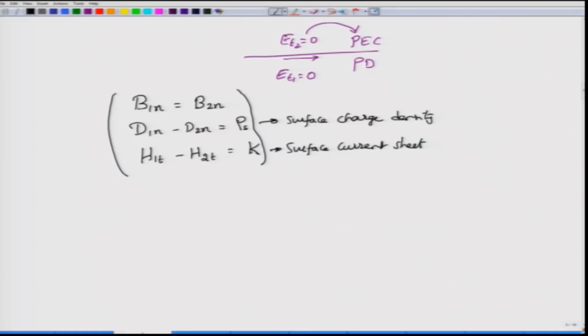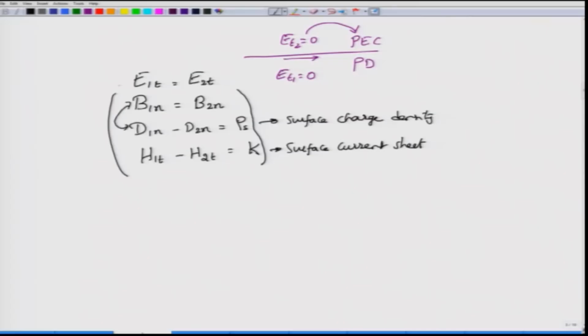I am not going to derive it, but just to complete whatever we have been writing, we have E1t equals E2t all the time, no problem whatever the media are, and B1n is equal to B2n all the time, but the D field and H field are discontinuous by the exact amount of surface charge density that can be present and surface current sheet that is possible. It turns out that in most of the modules on the course, we do not really bother with the normal conditions.